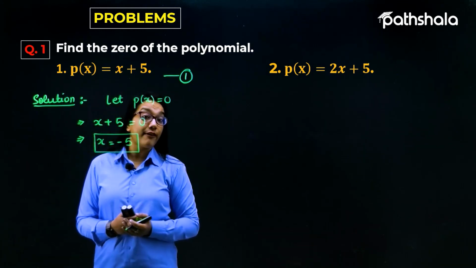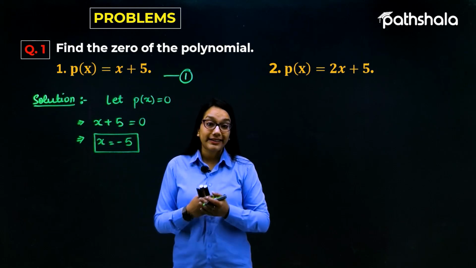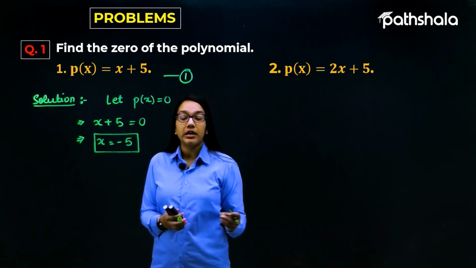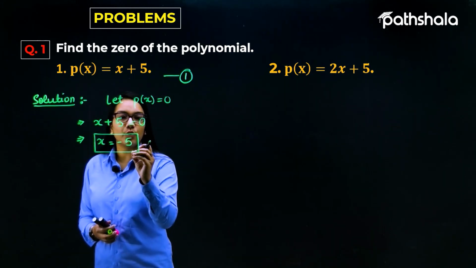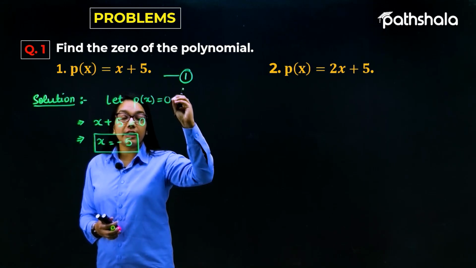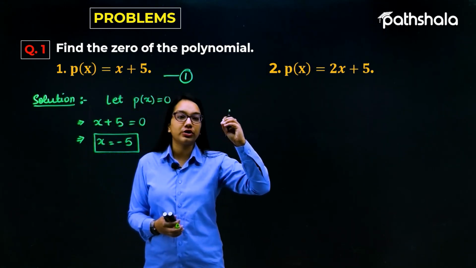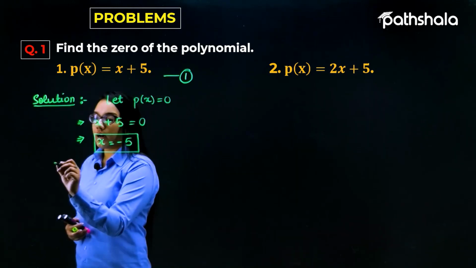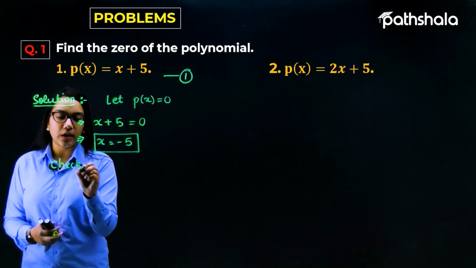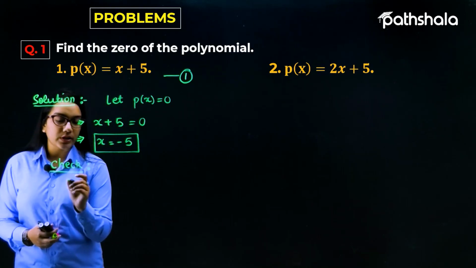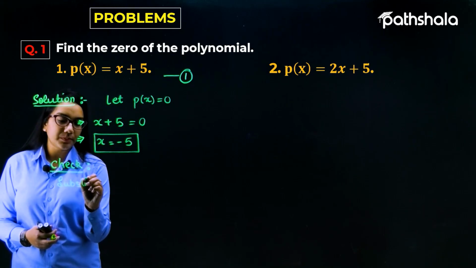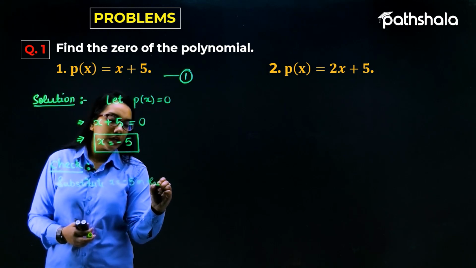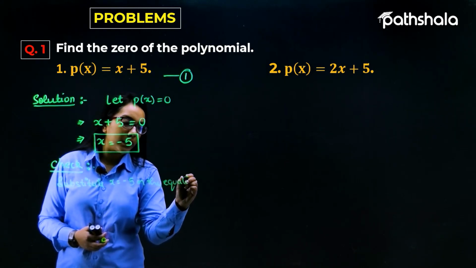But we can also verify whether or not this is the correct answer that we are getting. Suppose we want to check the answer. We have to substitute this particular value in the function again, and if it satisfies the definition of the zero of the polynomial, then definitely this answer is correct. So let us check our answer. Substitute x is equal to minus 5 in equation number 1.